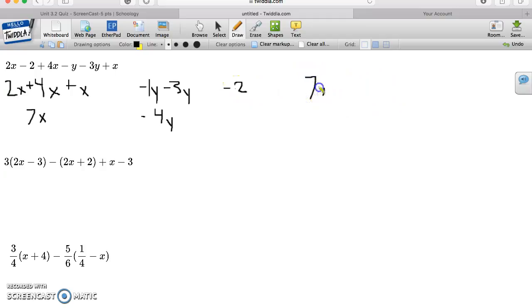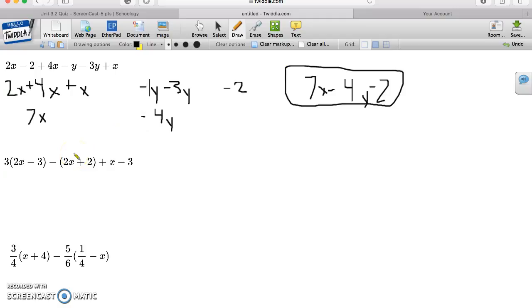7x minus 4y, oops, that's a y, equals, actually here, and negative 2. And that is our answer for number one.